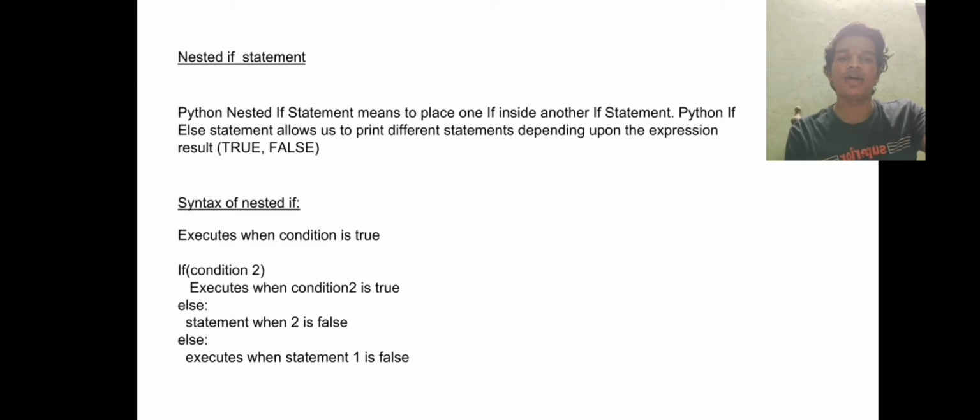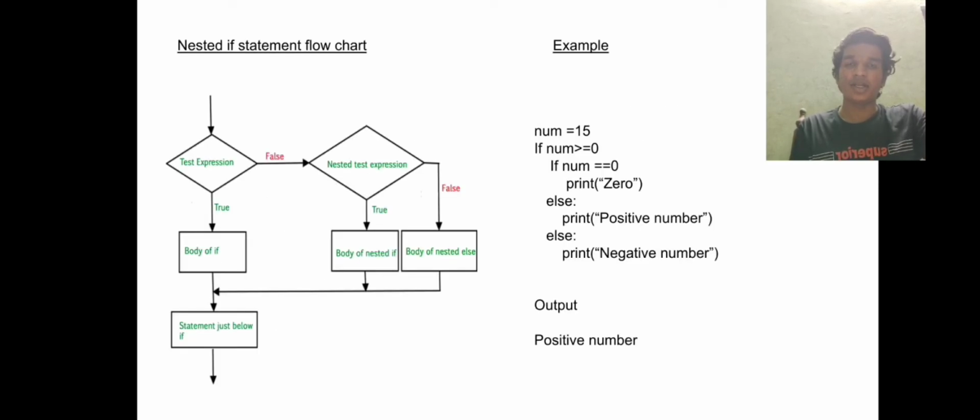An if statement is present inside another if statement, which is present inside another statement, and so on. Syntax of nested if: if condition 1, if condition 2, execute when the condition is true, else execute the statement when condition 2 is false, else execute when condition 1 is false. Nested if statement flowchart: if the test expression becomes true, it will execute the body of the if. If it is false, it will go to the nested test expression. If it is true, it will execute the body of the nested if. If it is false, it will execute the body of the nested else.